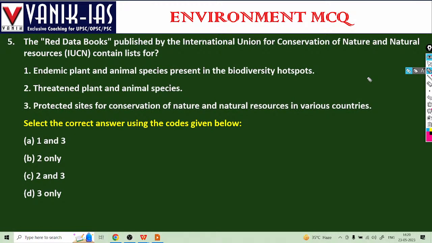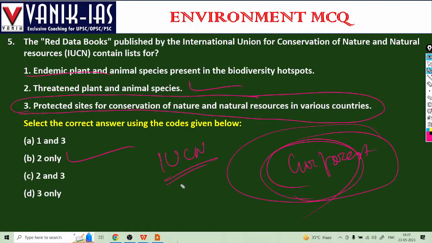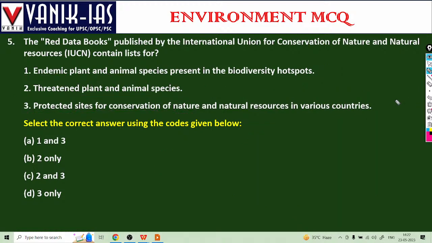The Red Data Book is published by the International Union for Conservation of Nature and Natural Resources, IUCN. Right? So we can say that the Asiatic lion is endemic to Gir Forest, right? So these endemic species and plants are not mentioned in the IUCN Red List or Red Data Book. So only two is the answer, right?